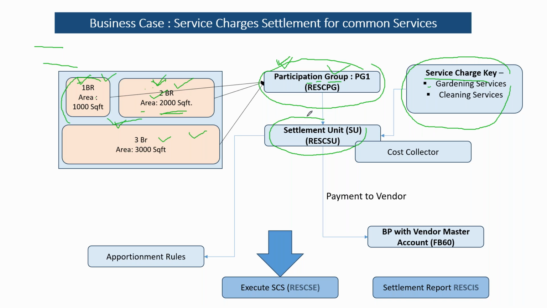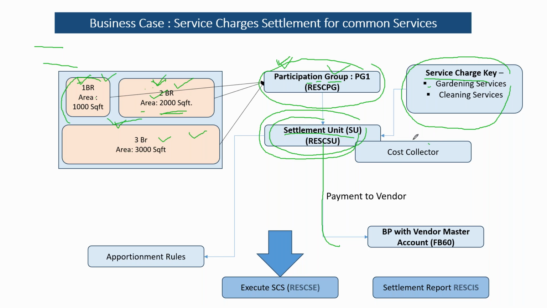So what we are doing here in the settlement unit is assigning the participation group, which is going to take part in the service charge settlement, and then assigning the service charge key, where we denote the services for which the service charge settlement is going to be executed. The settlement unit is also an account assignment object, which means we can do the posting with reference to the settlement unit.